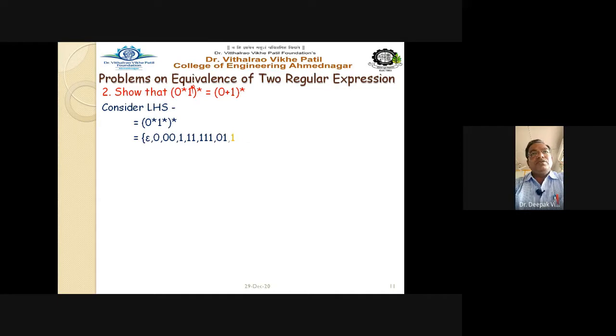So what are the possible strings here? 0 star, 1 star, and the bracket raised to star. Possible strings are epsilon, meaning you can have the empty string, one occurrence of 0, one occurrence of 1. Then you can have two zeros, two ones, 0 1, 1 0, triple 1, triple 0. Like this, this is nothing but your set of strings given by this left hand side.